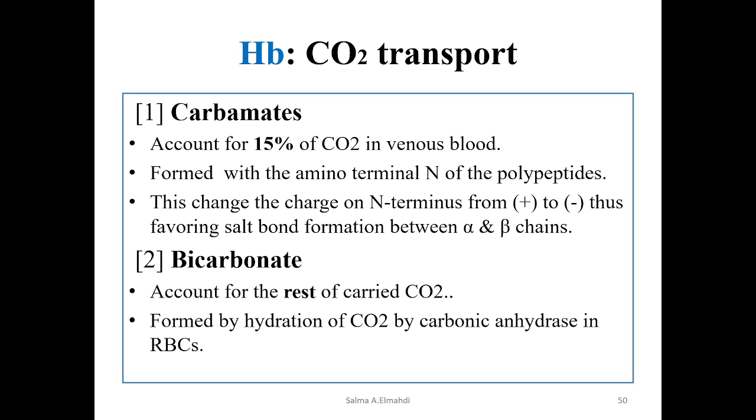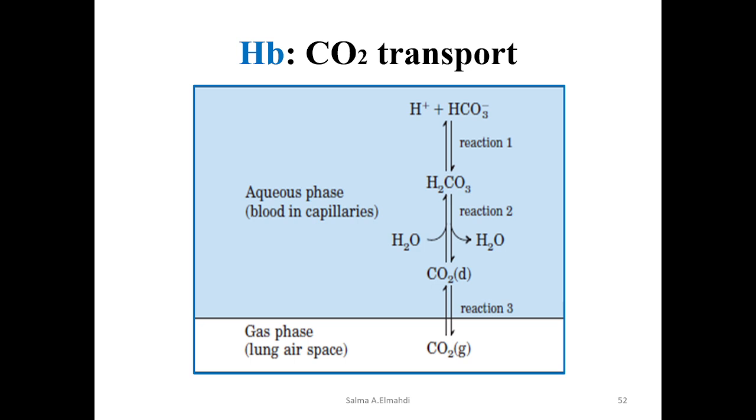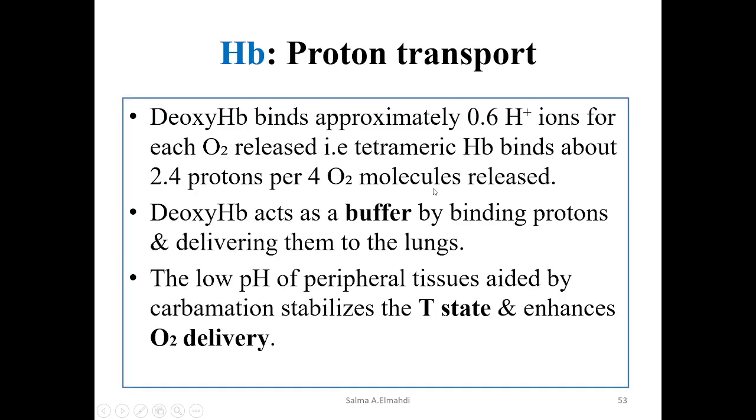How or what is the form of carbon dioxide transport? It is transported either as carbamate or as bicarbonate. Carbamate accounts for 50% of the transported carbon dioxide in venous blood, while bicarbonate accounts for the rest. This is the carbamate group, and this is the equation by which carbon dioxide forms bicarbonate and vice versa. We'll discuss it in detail as we come to the Bohr effect. Remember that carbon dioxide occurs in two forms, in an aqueous form in the blood and as a gas in lung space.